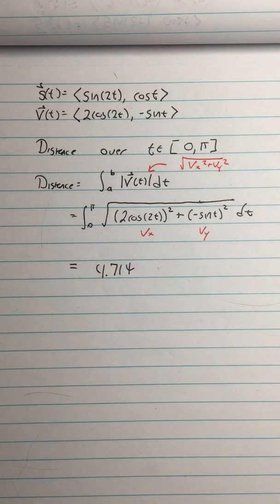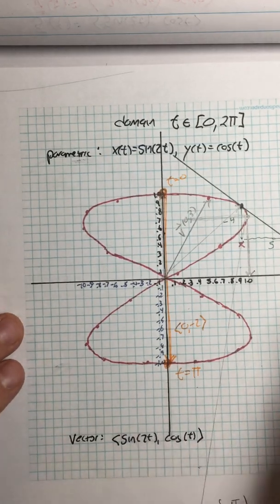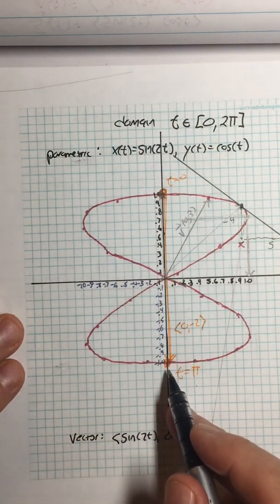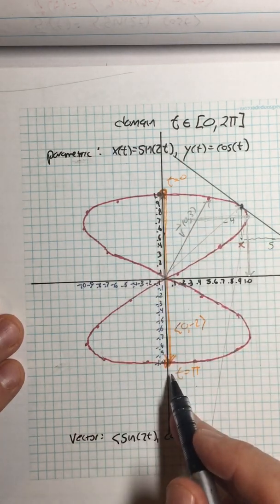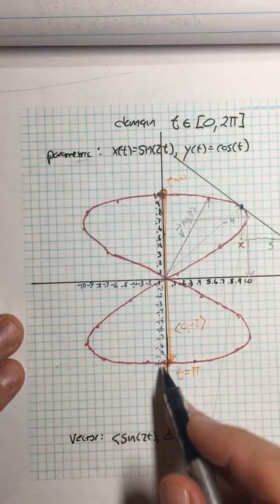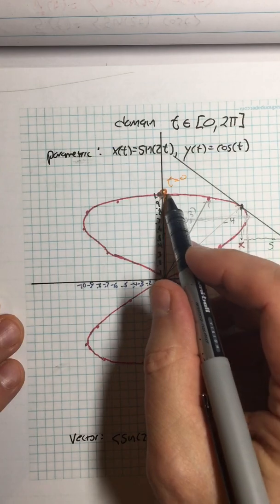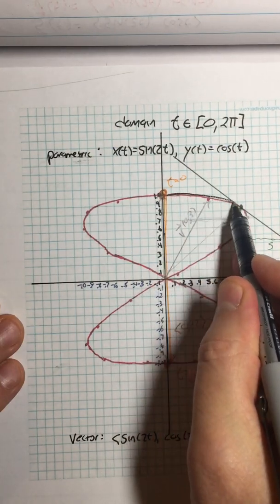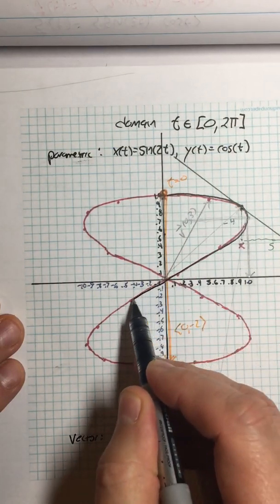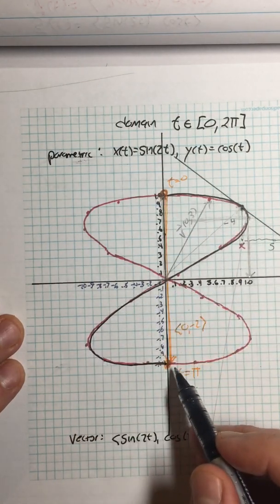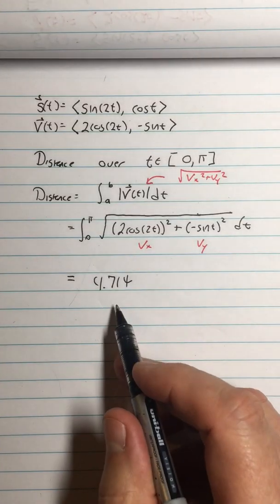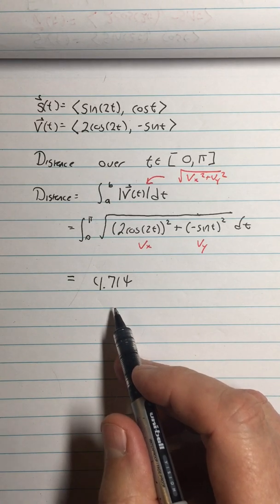Okay, 4.714. All right, so what does this mean? What that means is, from 0 to pi, my displacement is just negative 2 down, right? My displacement is a vector, <0, -2>. All right, but what I did to get there was I went around and around and around. All right, and this distance is 4.714.